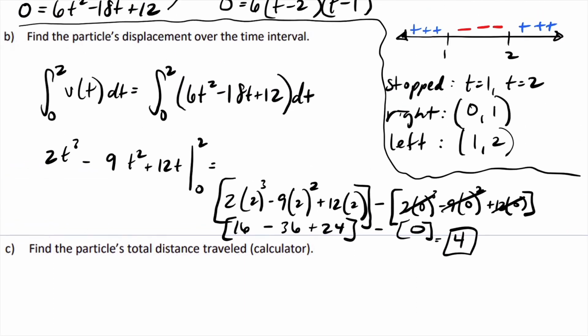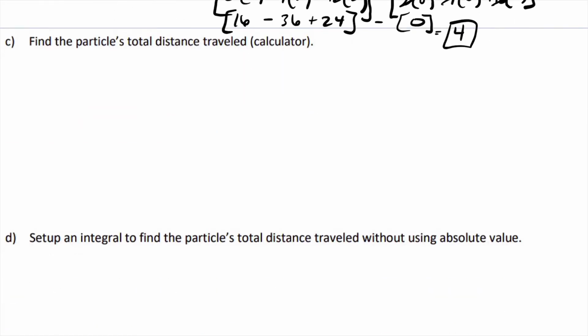Okay. So the displacement part was new, but after that was everything review. That was from last chapter. So the displacement part, that was new, but once you got to the integral, that should just be autopilot for you guys. Okay, so now part C.